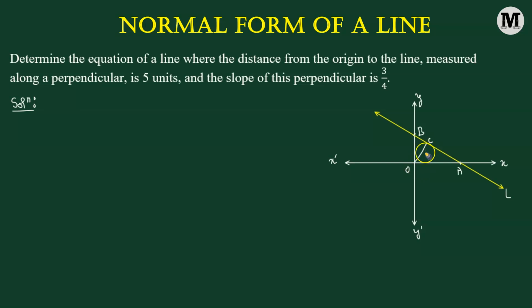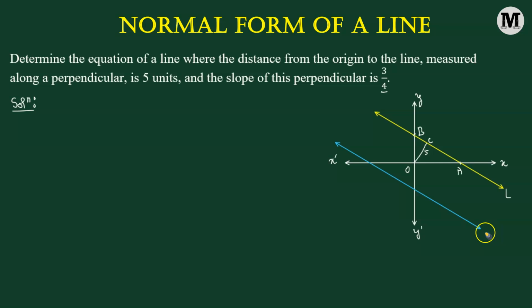In other words, we can say that OC is going to be the perpendicular distance of the line L from the origin. Now, OC is such that it is 5 units from the origin and the slope of this line is given as 3/4. So this is given to us. Our goal will be to determine the equation of this line. However, there is also another line that is possible. So let's draw that other line as well.